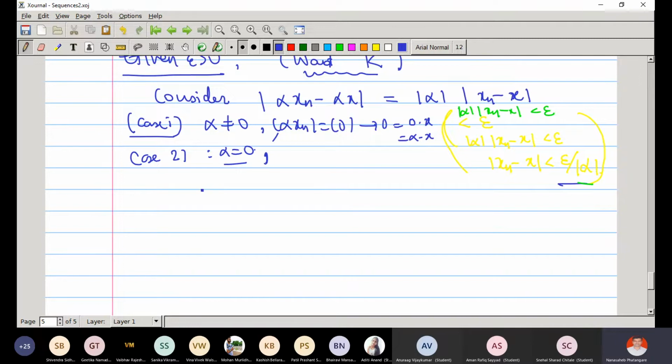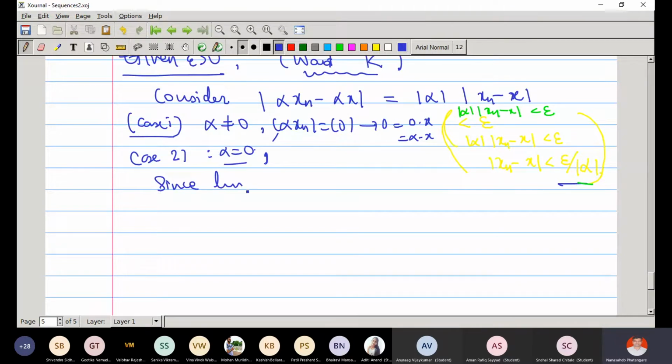Can you hear me? Yes, sir. So what we want is to make alpha times xn minus alpha x less than epsilon. From this previous calculation in yellow color, we get some idea. Suppose alpha is non-zero. If alpha is zero, then there is nothing to prove because each alpha times xn is zero, so it converges to zero. So not an issue. So if alpha is non-zero, then what?